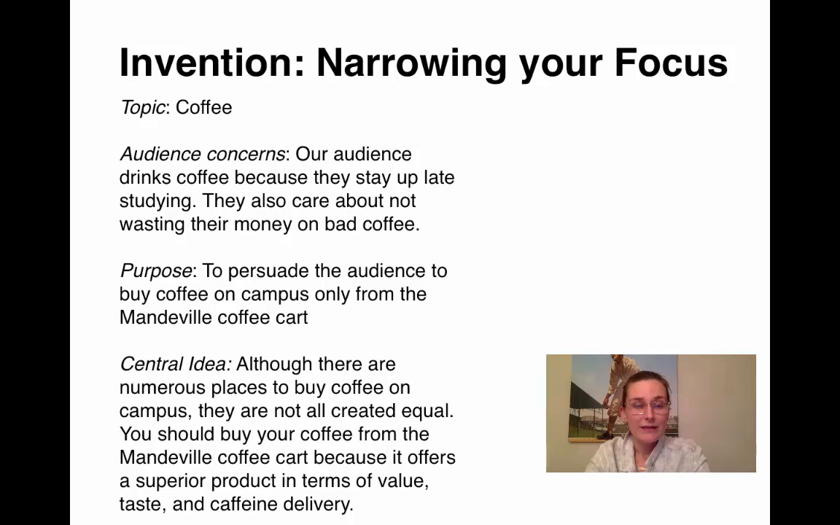So given that we know that about our audience and knowing that we want our purpose to be that we want them to go to the Mandeville coffee cart, how can we craft a central idea? Right? So this central idea kind of combines what you know about your audience with the purpose. So here's one idea. Although there are numerous places to buy coffee on campus, they are not all created equal. You should buy your coffee from the Mandeville coffee cart because it offers a superior product in terms of value, taste, and caffeine delivery. So really the second sentence there would be the heart of the central idea. I have two sentences here, but you could really just accomplish it with that second sentence.